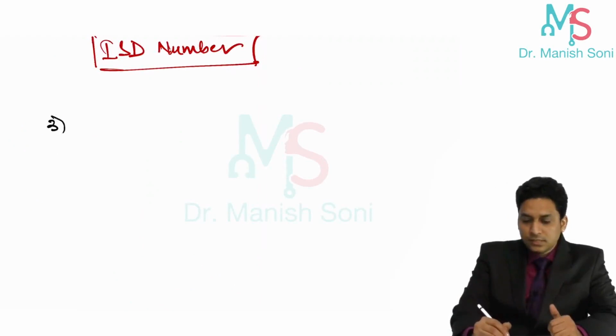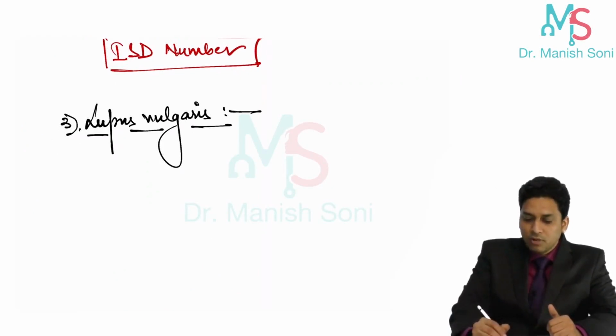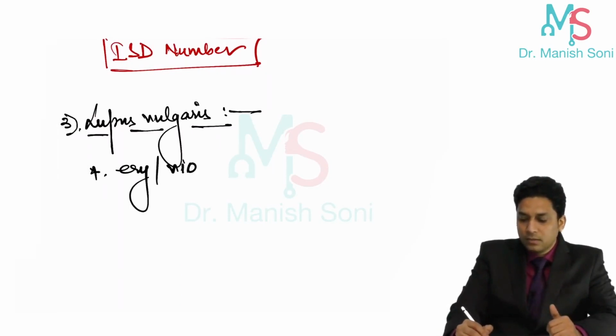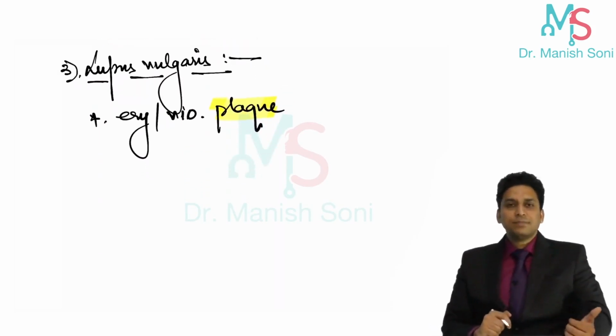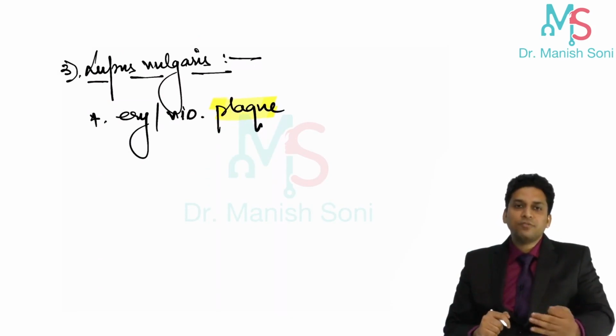Then the third is lupus vulgaris. I already told you this is the most common type of cutaneous tuberculosis. You can note down a few points. It presents with erythematous or violaceous plaque. In one of the exams, this question was asked: which of the following is a plaque type of tuberculosis, and the answer was lupus vulgaris.